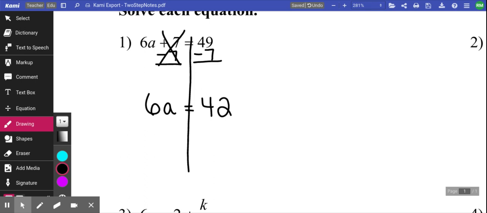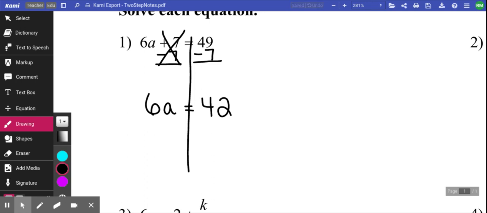42. Okay, once we do that one step, now we're at a place that looks like yesterday, right? This is what we were doing yesterday. So 6 times what number equals 42? 7. Okay, how do I show my steps?